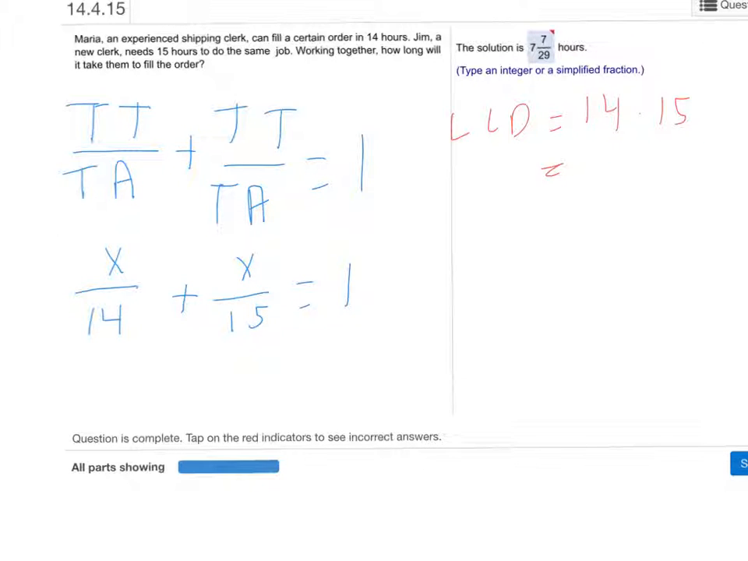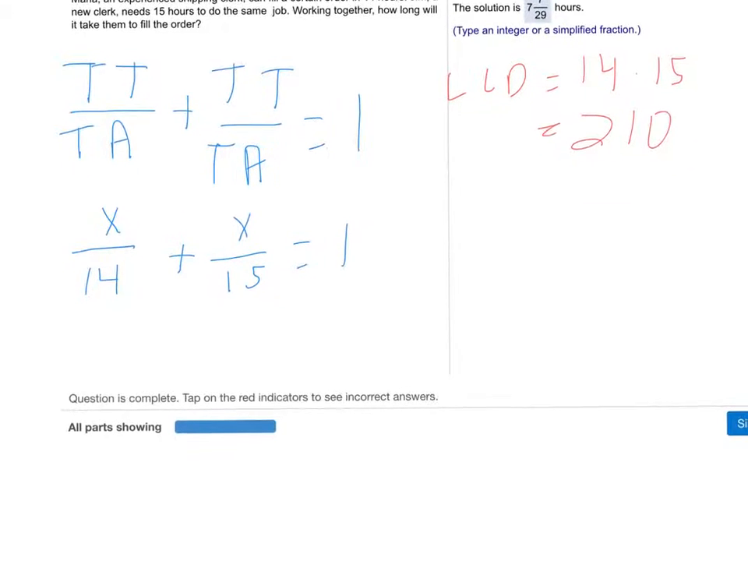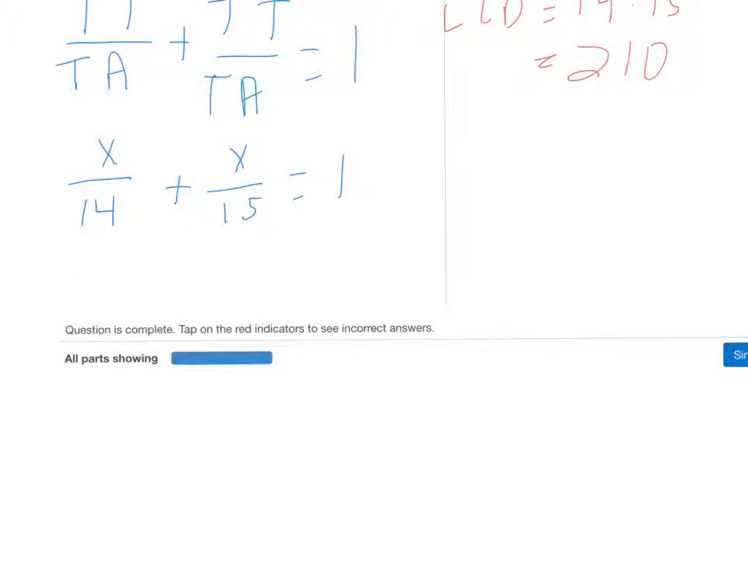Let's see, that's 210. So now what you want to do is multiply each term by 210. Let me give myself a little more space here. I'll write this down: x over 14, plus x over 15, equals 1. Instead of multiplying by 210, I'll multiply by 14 times 15.